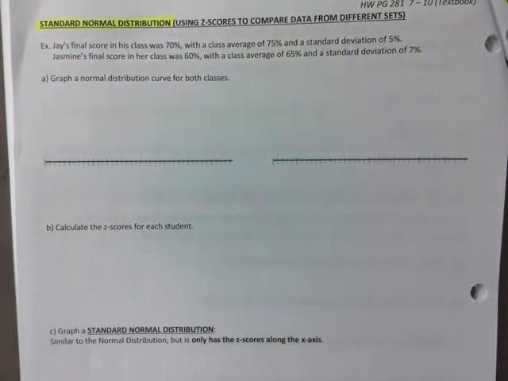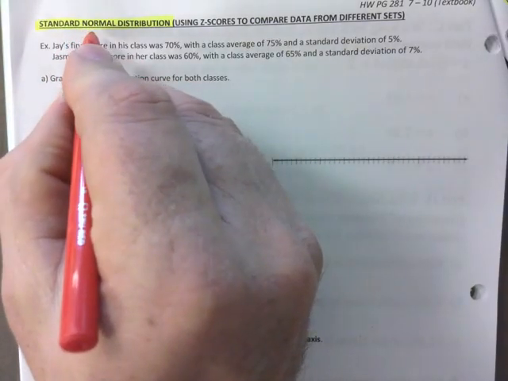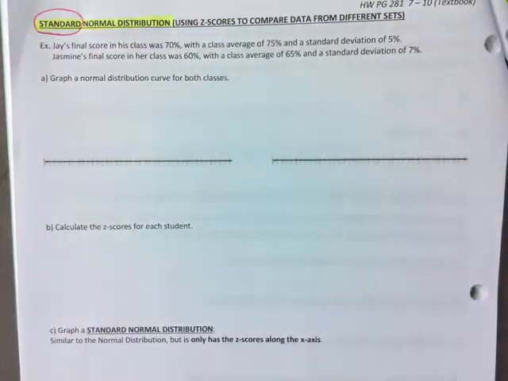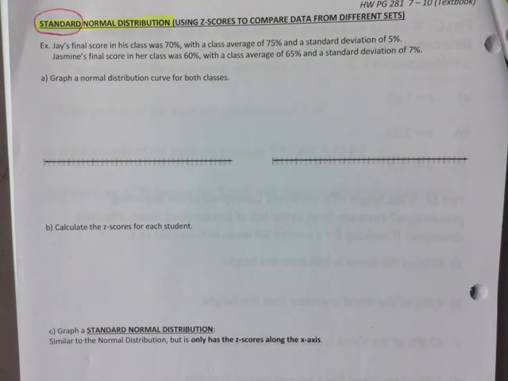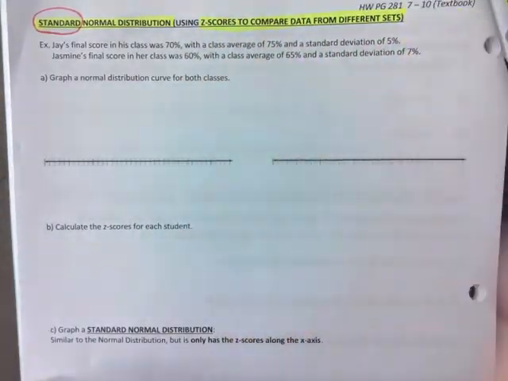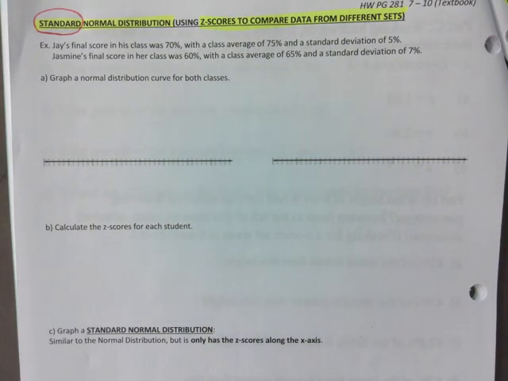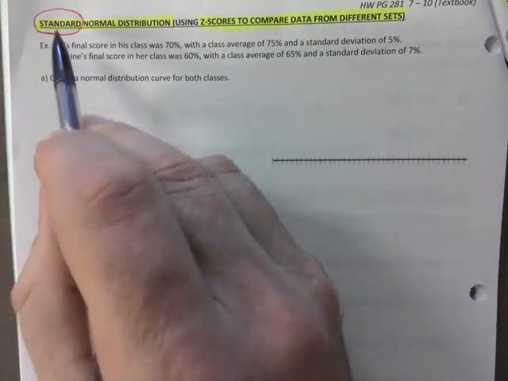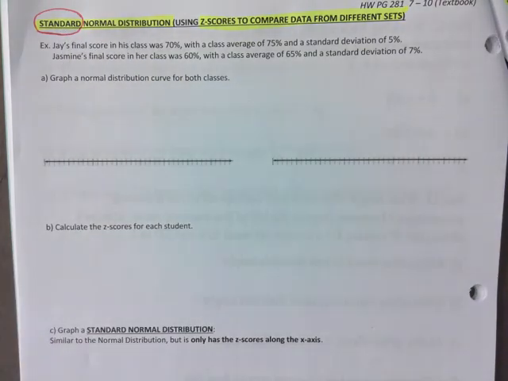The key word here is whatever's preceding normal distribution, which is standard. Okay? There's something called a standard normal distribution. What is that? That's where the z-scores come in. Whenever you're comparing data from different sets, you want to deal with a standard normal distribution. You want to standardize it. Okay? What are we talking about?